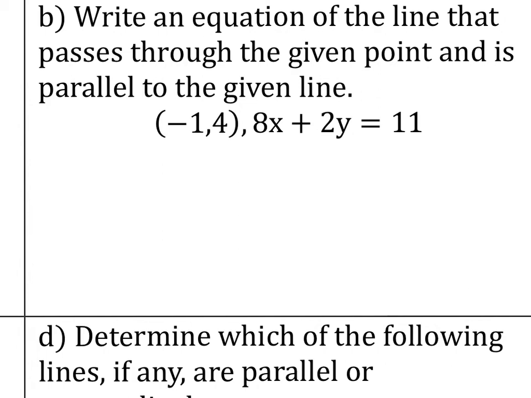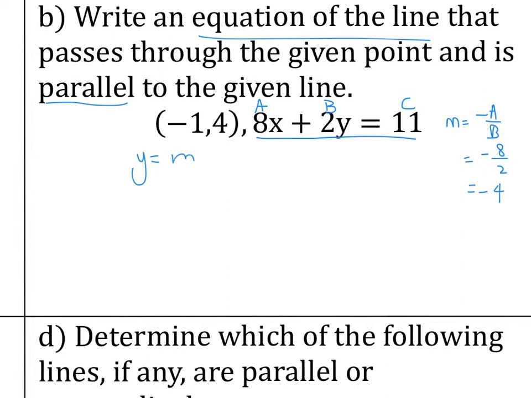Part B. Write an equation of the line that passes through the given point and is parallel to the given line. So again, we need to find out what the slope of this equation is. So they give it to you in standard form. So I know my A is 8, my B is 2, and C is 11. And I could use slope equals negative A over B to find my slope. So that turns out to be negative 4. And now, again, I'm still going to use the slope-intercept form to find my equation of the line since it's easier to work with.